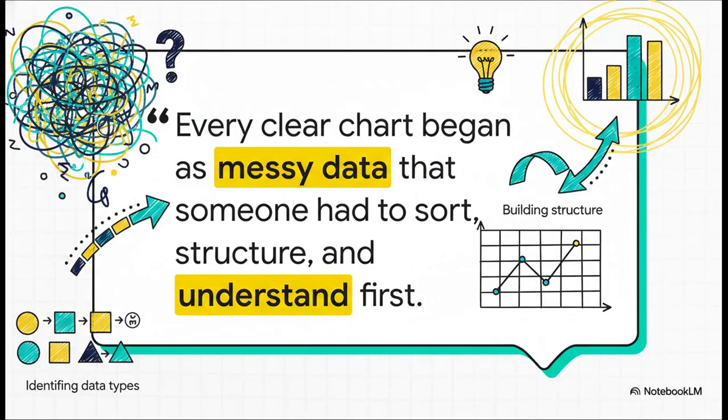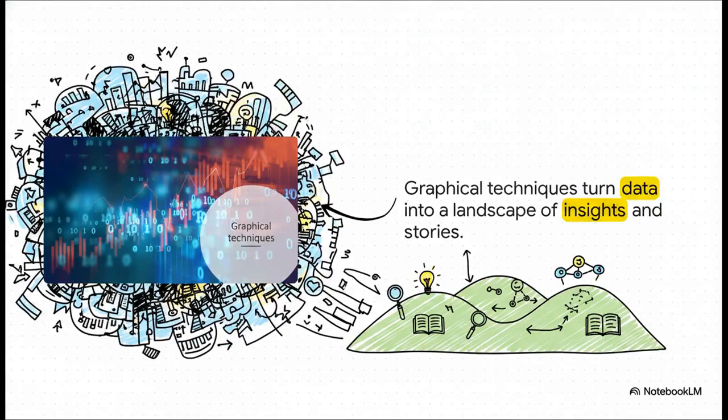I really want you to remember this. The next time you see a nice, polished graph in a news report or a presentation, just know that behind that clarity was this exact process. Someone had to face the messy numbers, figure out what kind of data it was, and build the structure that let the story finally come out. This whole process turns that cryptic wall of numbers into a landscape that you can actually navigate. A landscape that's full of insights and trends and stories that are just waiting to be told.